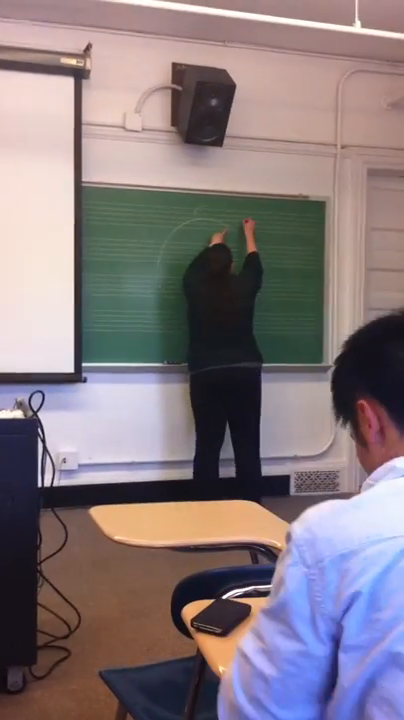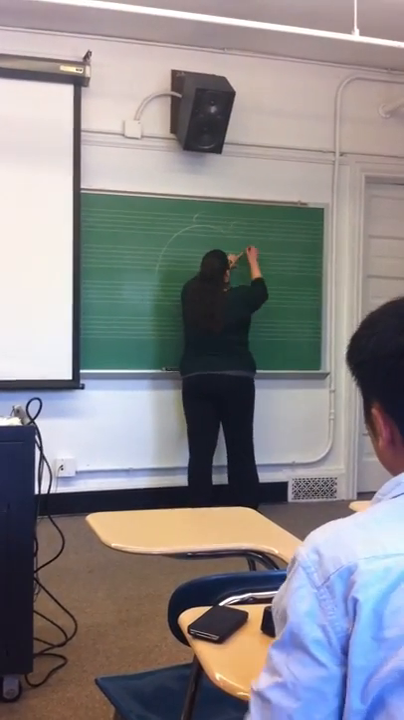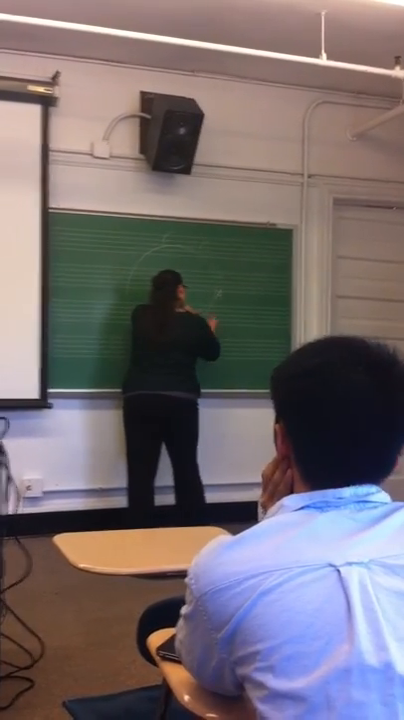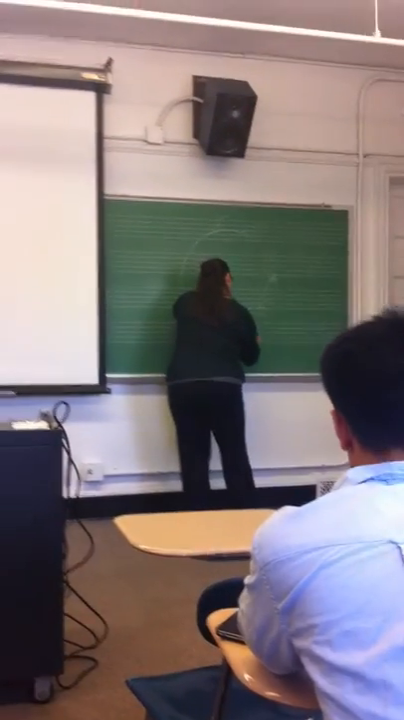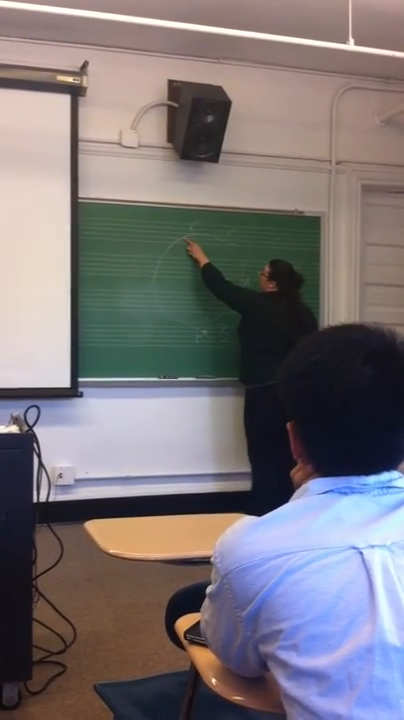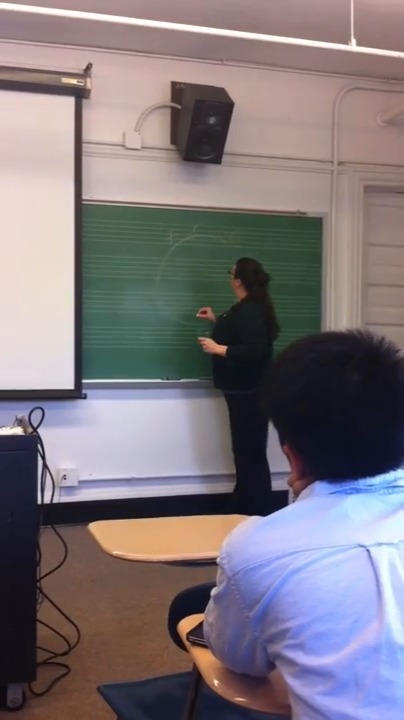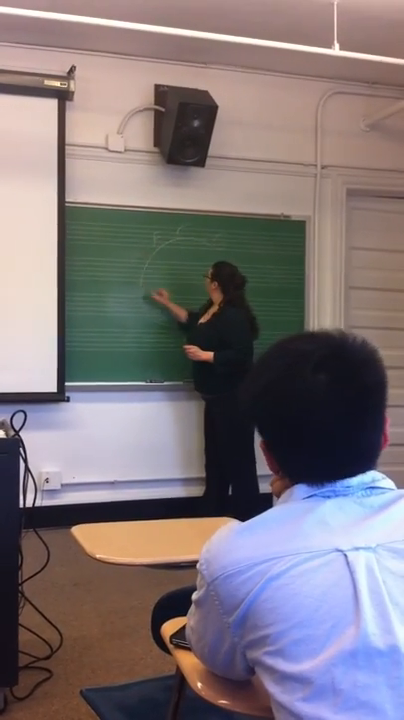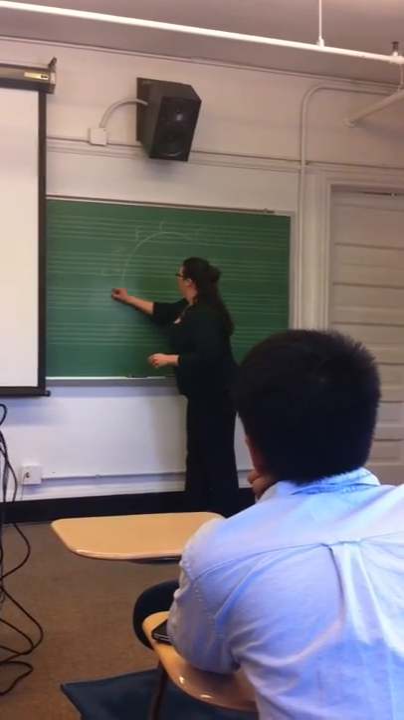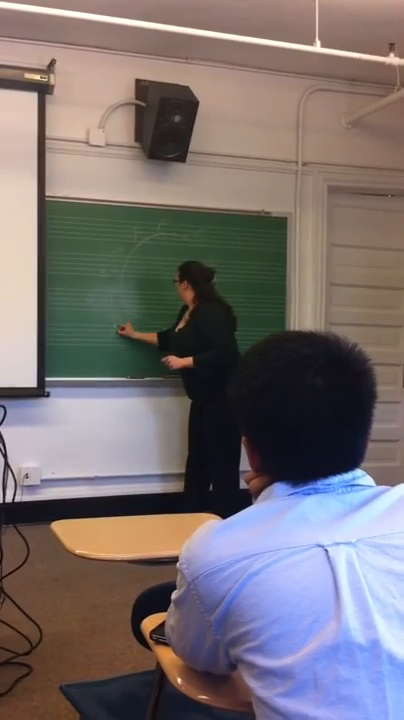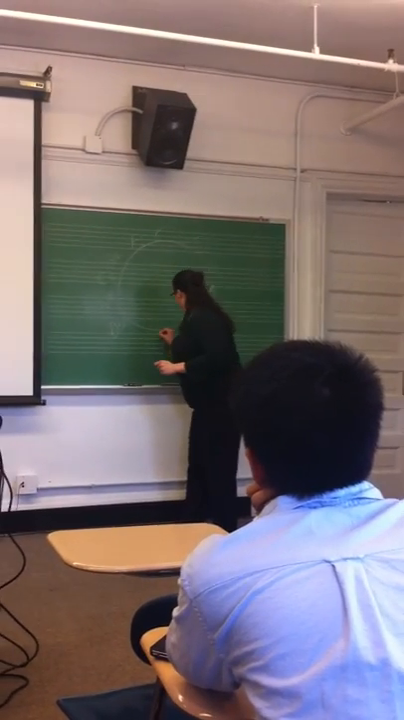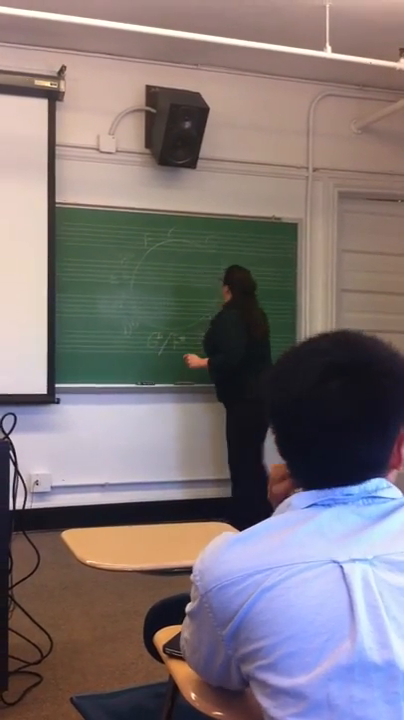G. Okay, wonderful. Two sharps? D. Okay. Three sharps? A. Four sharps? E. Five sharps? B. And six sharps? F sharp. Wonderful. And going back around this way, one flat? F. Two flats? B flat. Three flats? E flat. Four flats? A flat. Five flats? D flat. And six flats? G flat.